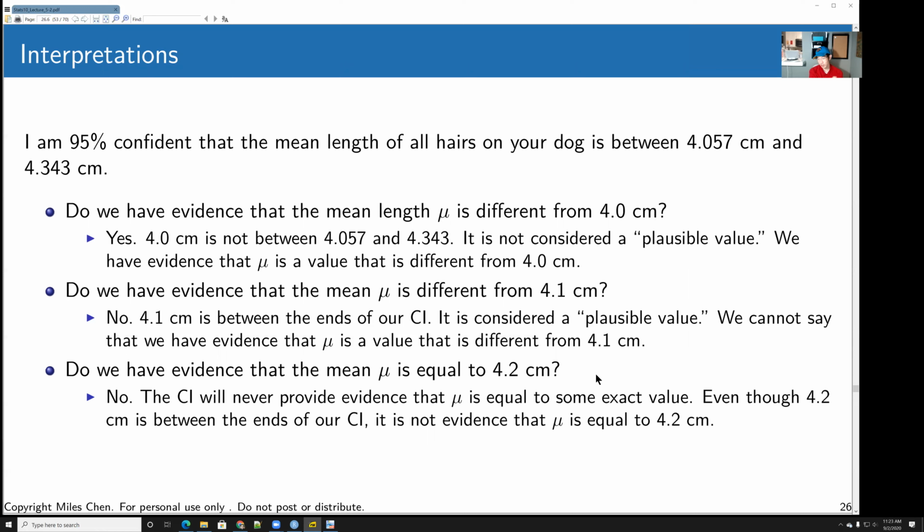So even though it's inside the interval, we can't say that we have evidence that it is equal to 4.2. I'm hoping this is familiar, because these are pretty much the exact same conclusions that we made when we were talking about proportions. It's just that rather than talking about whether we have evidence that P, the proportion, is equal to some proportion, now we're talking about whether the mean of the population is equal to, or different from, some numeric measure.